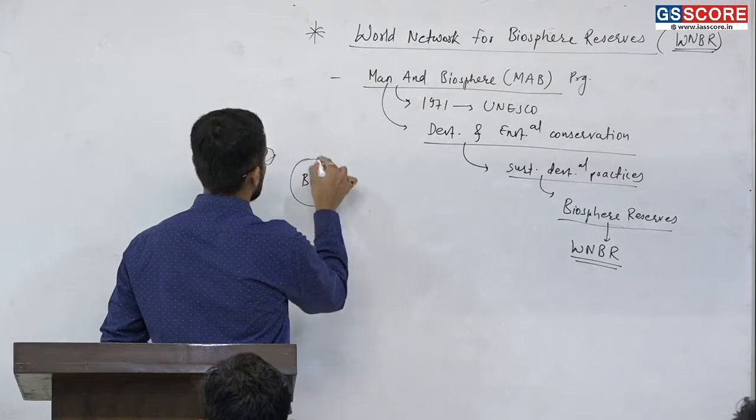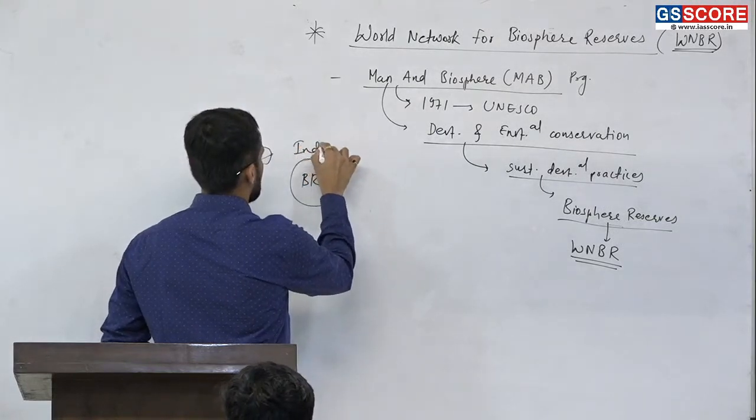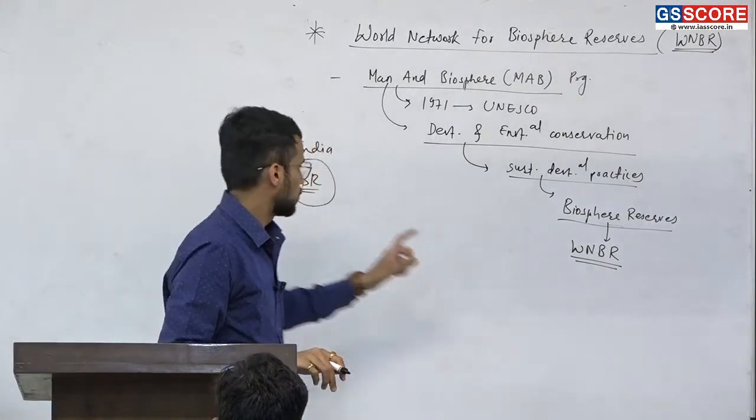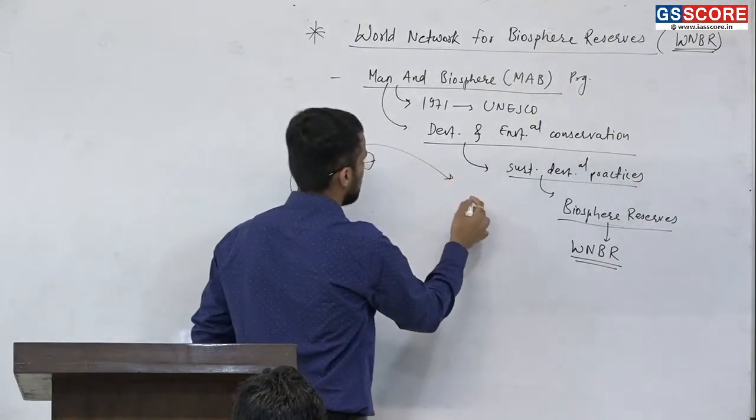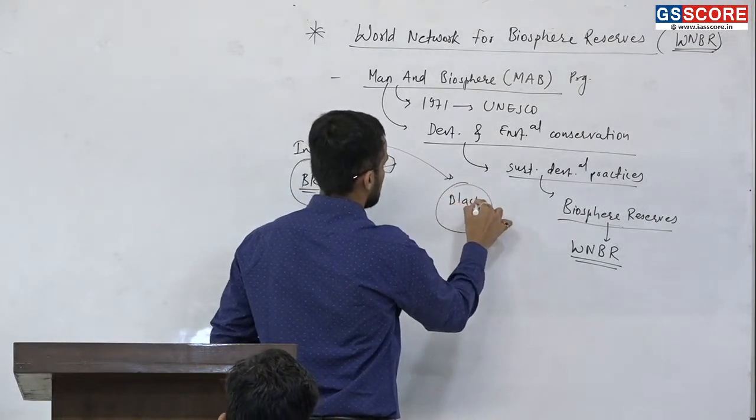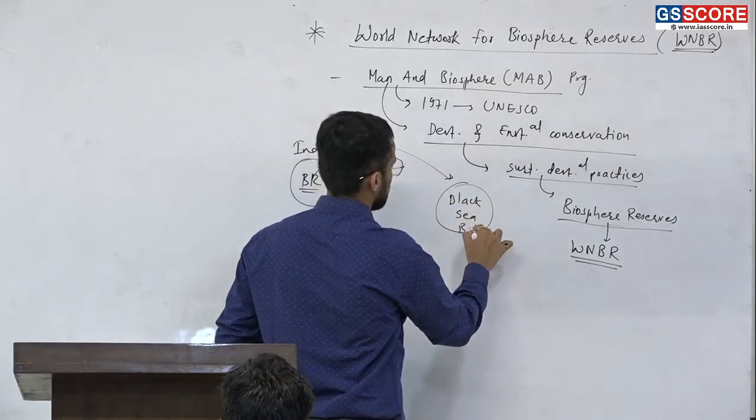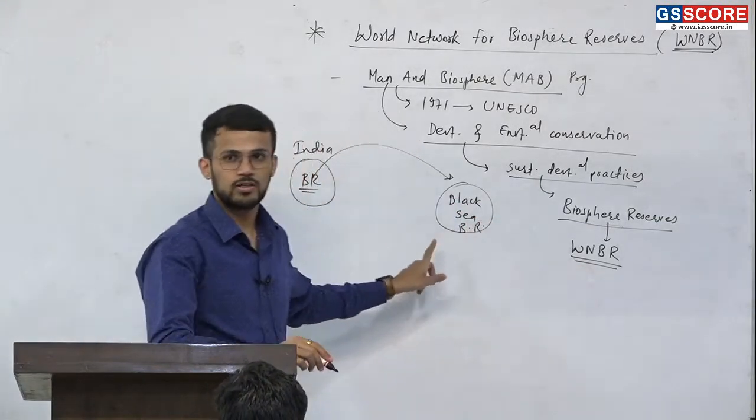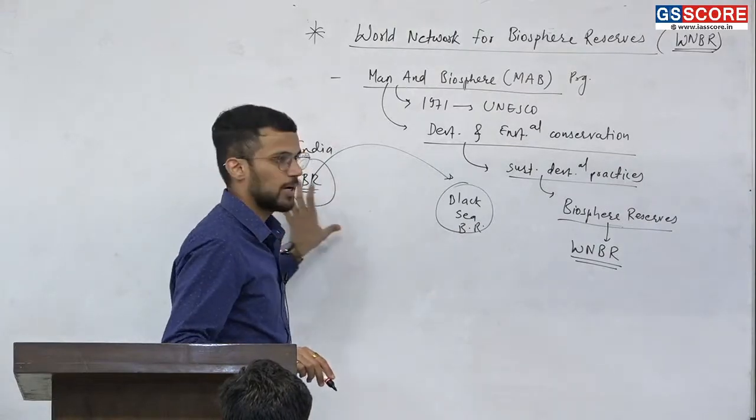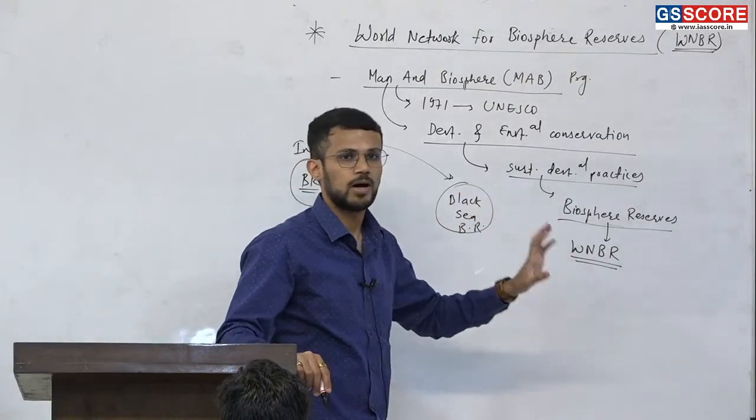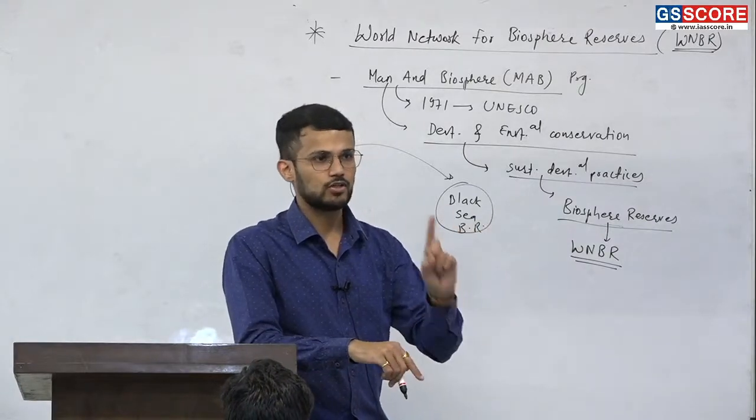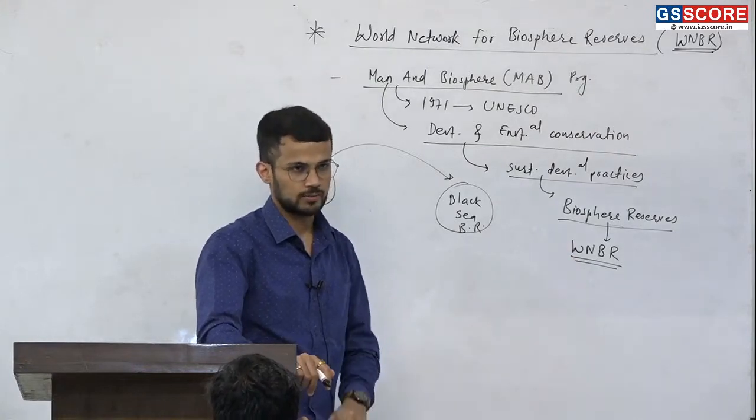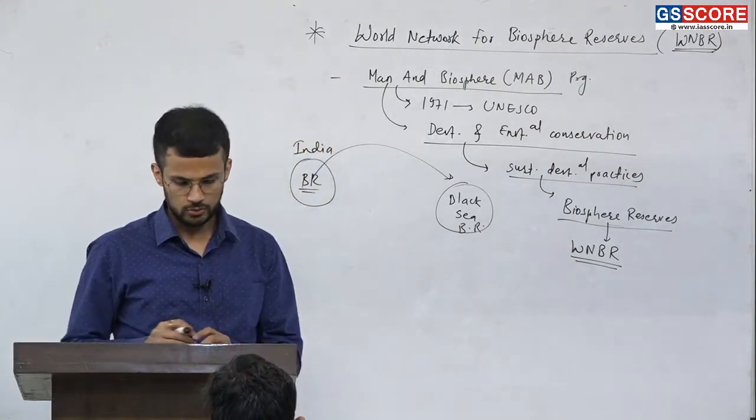there is a biosphere reserve in India, and in this biosphere reserve we have found out certain sustainable development practice. That practice can be implemented in, let's say, Black Sea Biosphere Reserve, and that's why there is a kind of network between these biosphere reserves. So best practices will be reflected in different parts of the world inside biosphere reserves which are a part of WNBR. Fine. So that is WNBR.